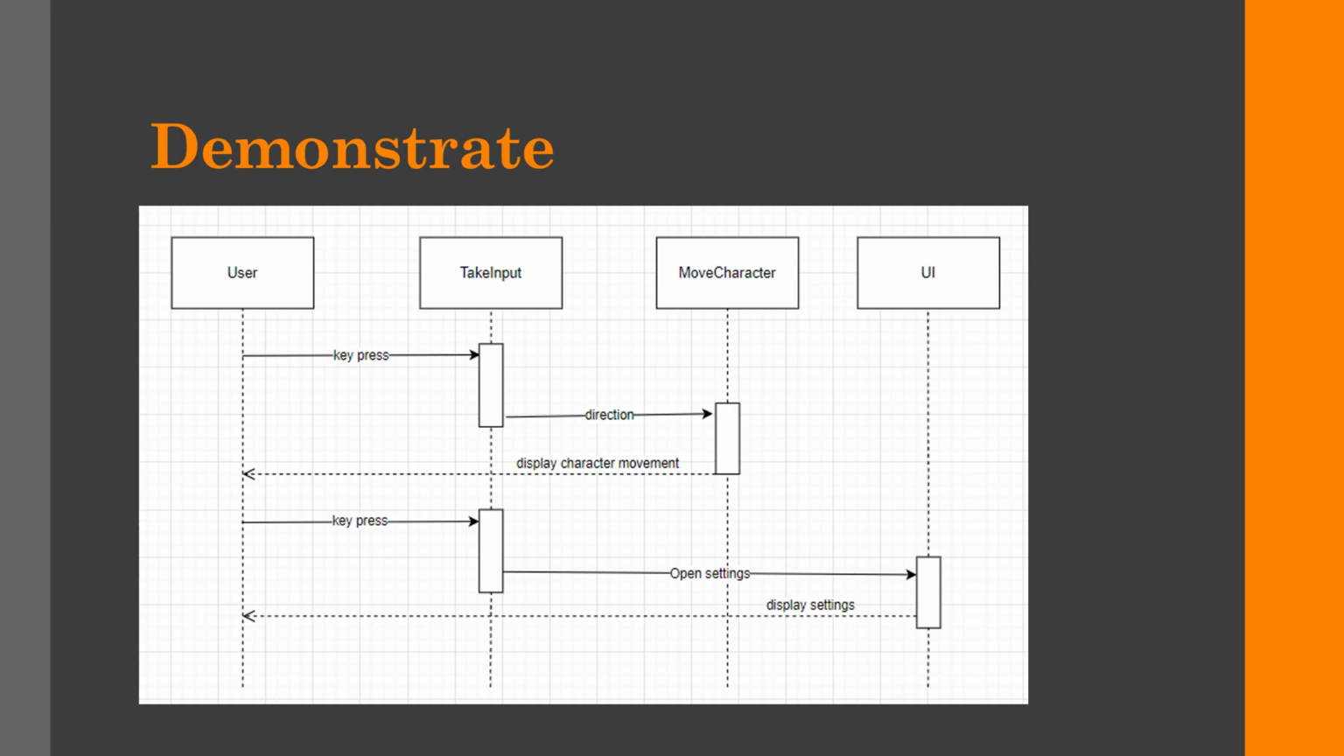This example is slightly simplified as there may be steps in between, but the user will eventually receive a response in the form of the character moving on screen. Responses are always displayed as dashed arrows. After that, another interaction takes place. The user enters another key press, which is again interpreted by the take input, but in this instance, it is a command to open the settings. Take input sends a message to the UI controller, which then responds by sending a display of the settings to the user.